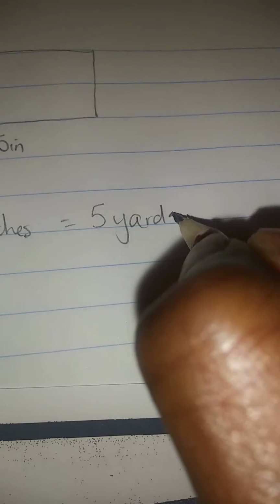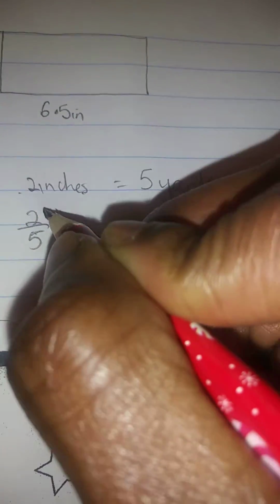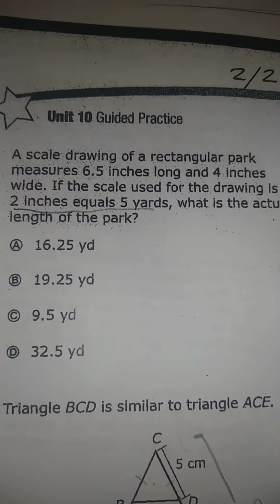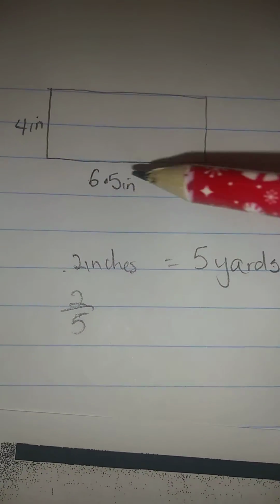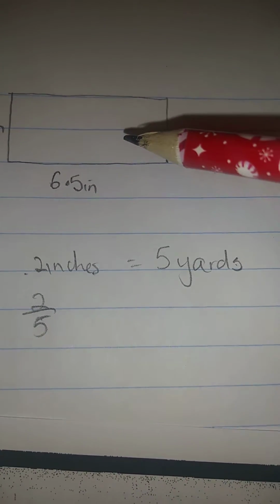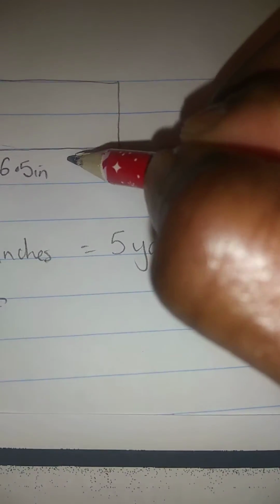So we're going to represent that as a proportion. So 2 out of 5, 2 inches equals 5 yards. So we're going to put that as a ratio, 2 out of 5. Okay, so they want to find out what the actual length of the park is. So this is just the drawing of the park. So they want to find out the actual length of the park. Okay, so this represents the length. That is the length, and that represents the width.